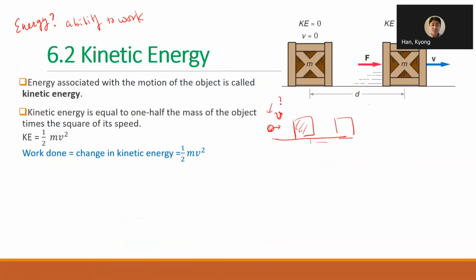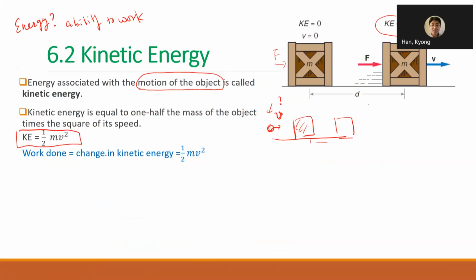The energy associated with the motion of an object is called kinetic energy. If some object has velocity, is moving, in that case it has kinetic energy. Originally it was speed 0, but I pushed with force F, it moved here and gained some velocity V. Its kinetic energy is equal to 1/2 times mass times velocity squared. This is the formula. The definition: kinetic energy equals 1/2 the mass of the object times the square of its speed.